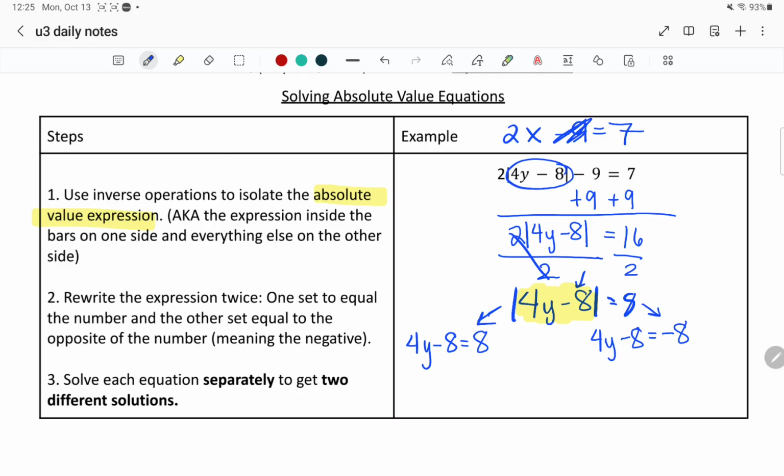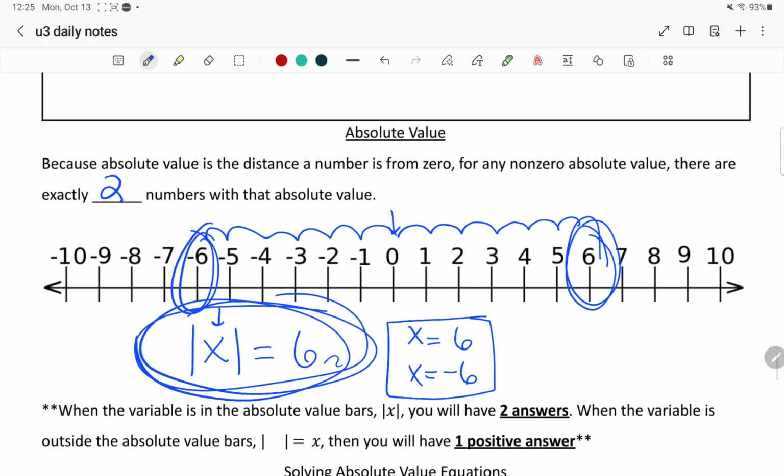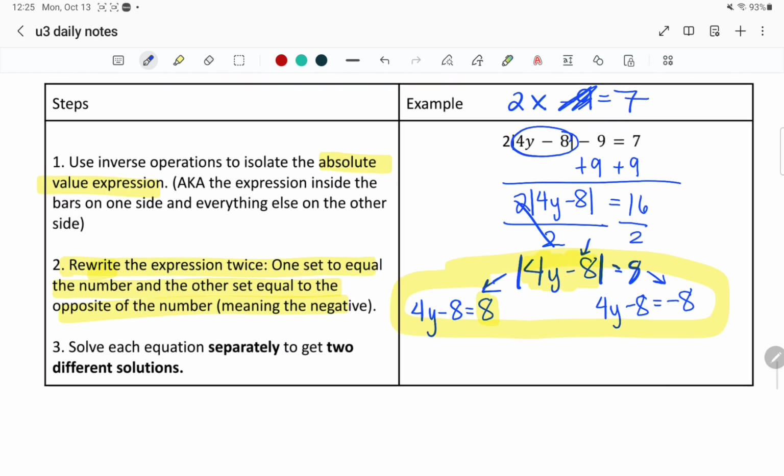So I always like to draw my branches. Here's your step 2. This is what I'm doing right now. Rewrite your expression twice. Set one of them equal to the number, that's 8, and then set the other one equal to the negative number. So, for the same reason that the absolute value of x equals 6 could be positive 6 or negative 6, that's what we're accounting for. That's the only thing that changed. All this stuff equals positive 8 or all this stuff equals negative 8.